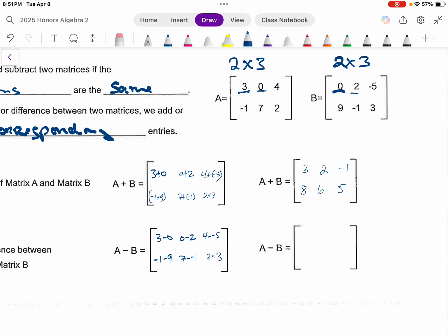And so my final matrix would be 3, negative 2, and 4 minus a minus 5 is positive 9. Negative 1 minus 9 is negative 10. 7 minus a minus 1 is 8. And then I had negative 1. So again, this is my answer matrix right here.